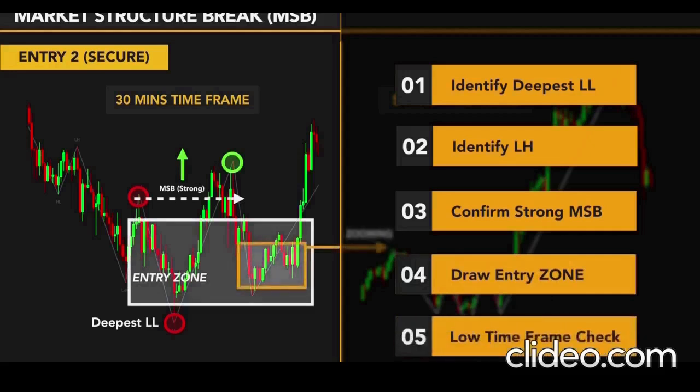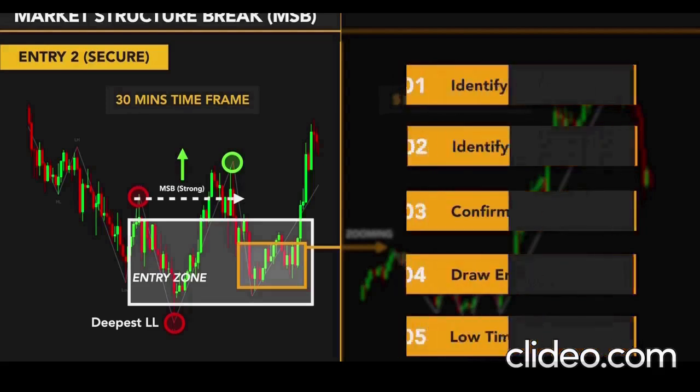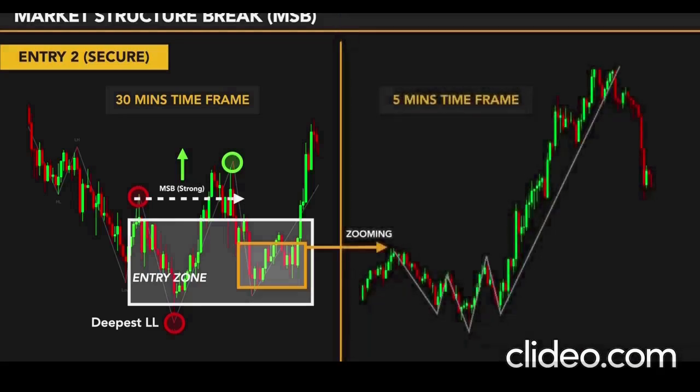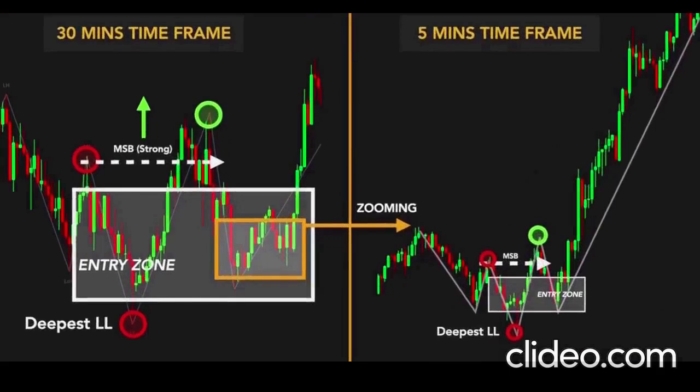Okay, now, when the price pulls back to our entry zone at the 30 minutes time frame, you open the 5 minutes time frame, which is on the right. You see this little part? Yes, we are looking at this area in a 5 minutes time frame. And then you apply the same market structure break technique and enter the trade from the micro entry zone.